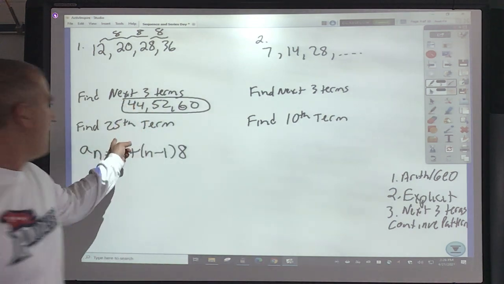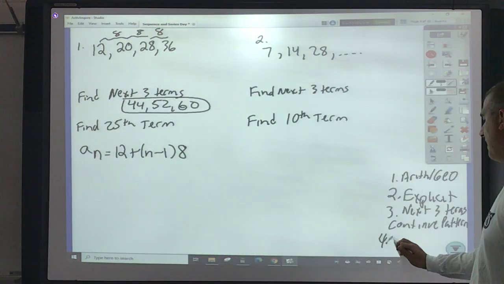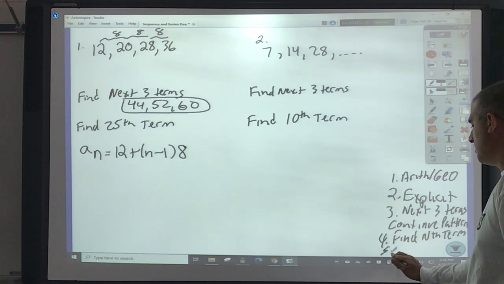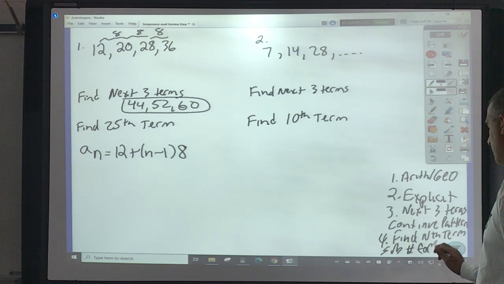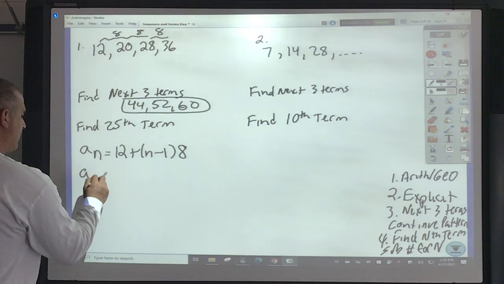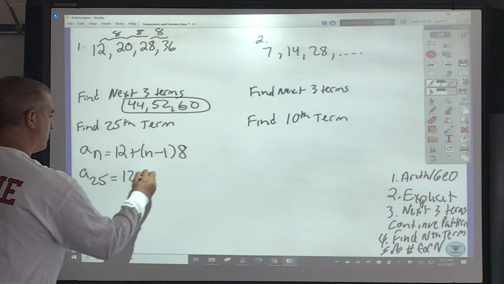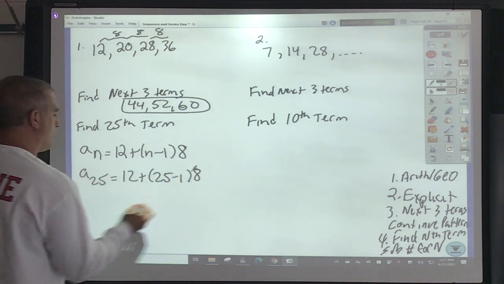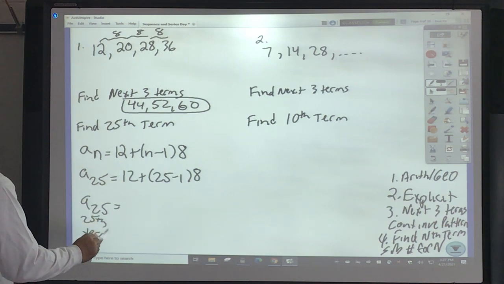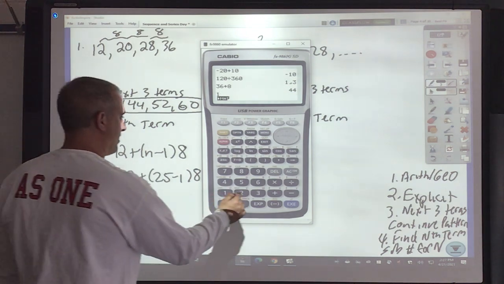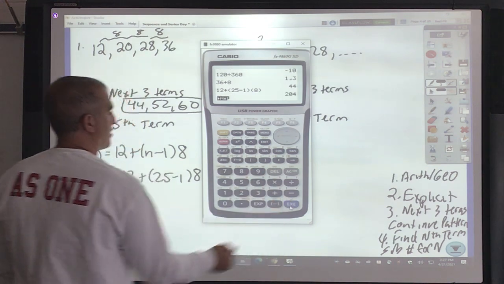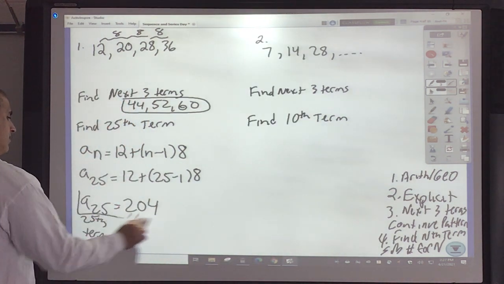Now to find a certain term, to find the nth term, sub the number in for n. What I've got here is very simply, I'm trying to find the 25th term. So I just put the 25 in there. A_25 means the 25th term. I just do a little bit of calculation, I let my calculator do the work: 12 plus (25 minus 1) times 8. That's 204. That's the 25th term.